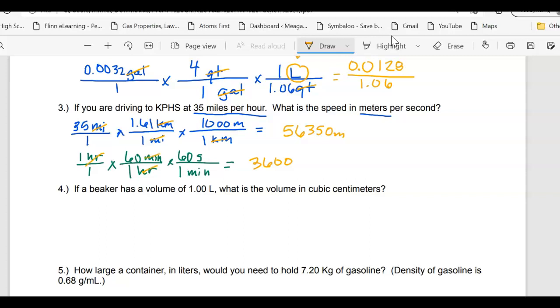Hour, minute, seconds, so seconds. And then basically I take these two numbers and I divide them. So I would say 56,350 meters divided by 3,600 seconds, and I would get my answer in meters per second. And so that's your answer right there. So this is just another way to do it. So that's kind of your option. You can figure out what way works best for you. Okay?